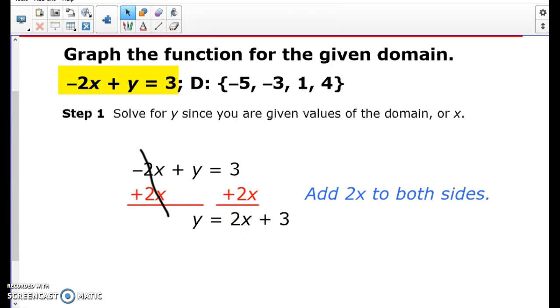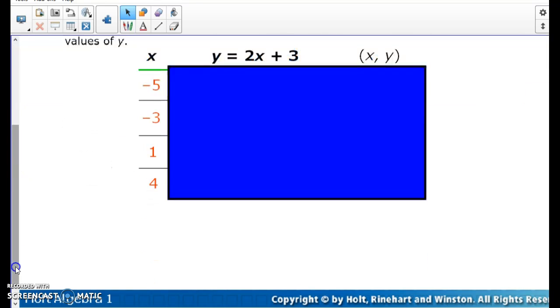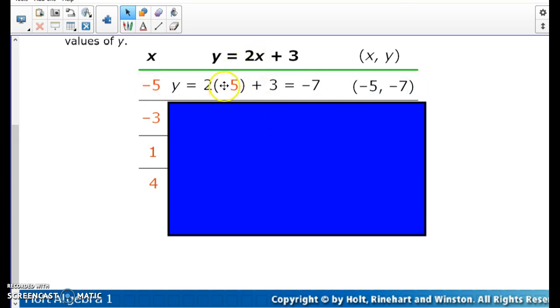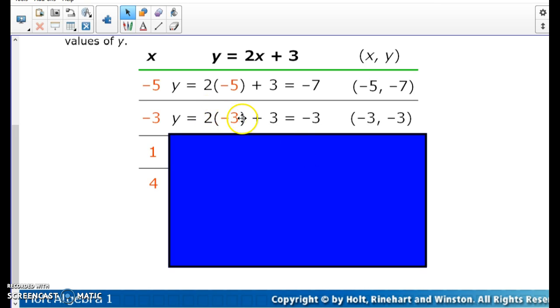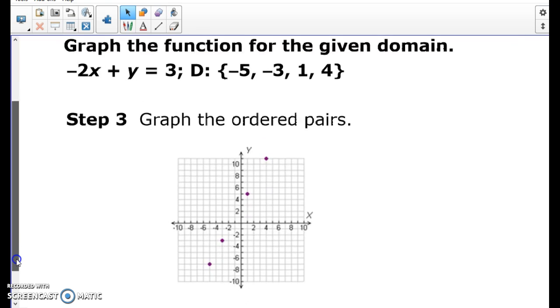Now I can do those steps. Again, it gave us the domain. It gave us what it wanted us to plug in for the x's, so I can just plug it in. I wanted -5. So I plug in 2 times -5 is -10. -10 plus 3 is -7. So I'm graphing (-5, -7). Same thing, I'll do one more. 2 times -3 is -6. -6 plus 3 is -3. Again, it's x to the first power, so this should end up looking like a straight line once I graph it. And there it is. There's my straight line.